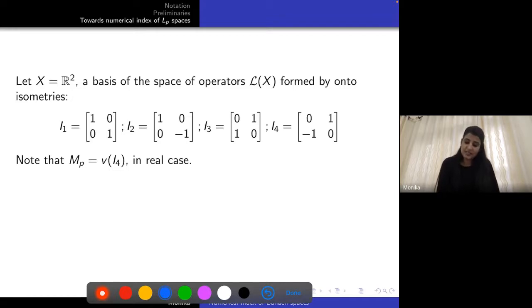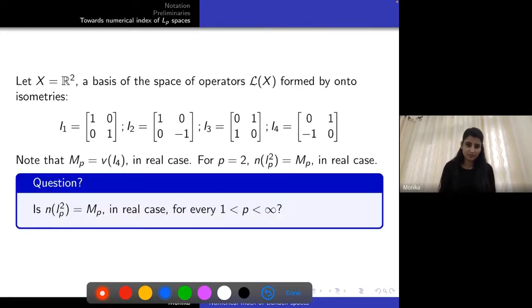And for p equals 2, the numerical index of L_p^2 coincides with M_p. So the next question that was asked was: will the numerical index of L_p^2 always coincide with M_p, like for p equals 1, 2, and infinity? Remember, we are in the real case, we are talking about the real case only. So our question is: is the numerical index of L_p^2 the same as M_p for all p between 1 and infinity?